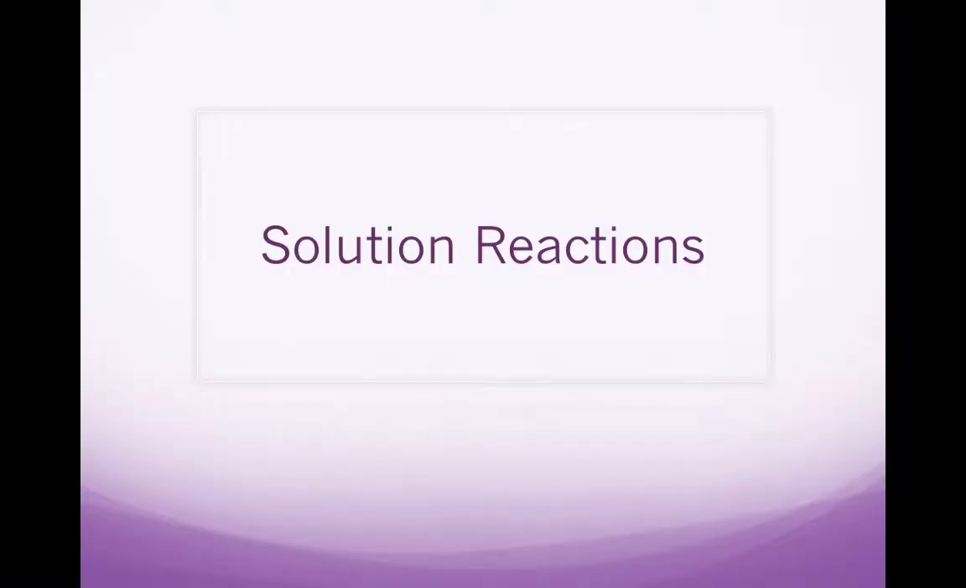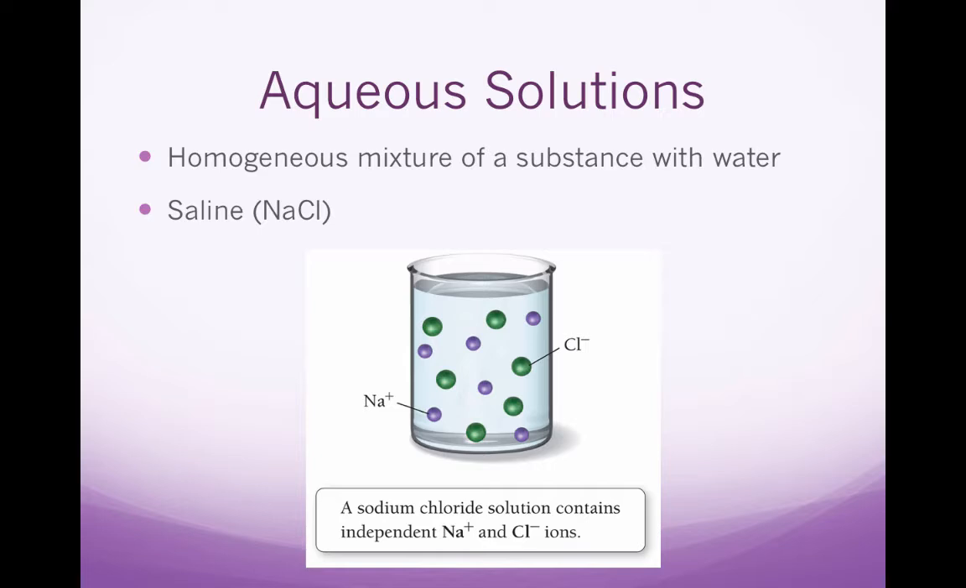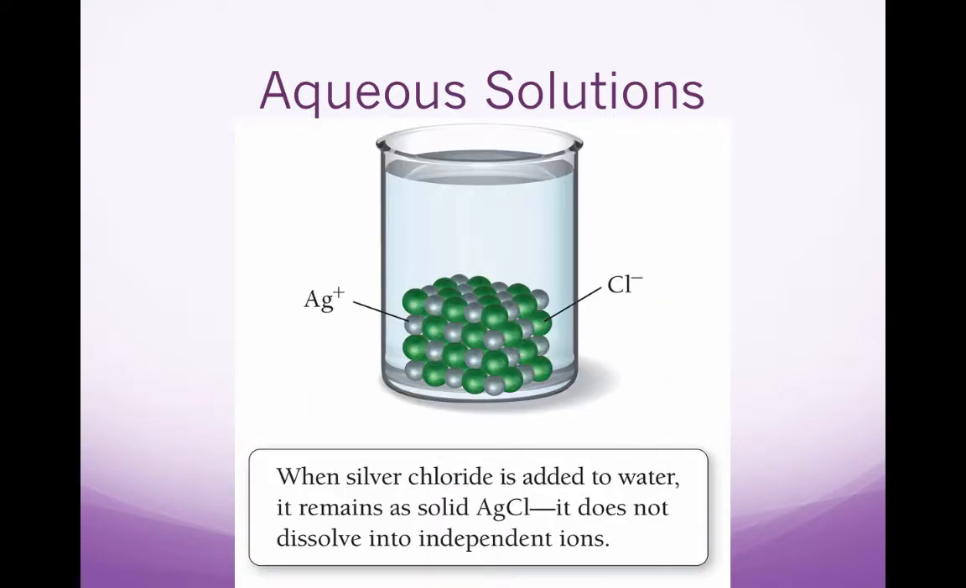This lecture will cover solution reactions. So aqueous solutions are homogeneous mixtures of a substance within water. For example, saline or NaCl solution. A sodium chloride solution contains independent sodium and chloride ions dissolved in water. When silver chloride is added to water, though, it remains as a solid. It doesn't dissolve into independent ions because it is insoluble in water.